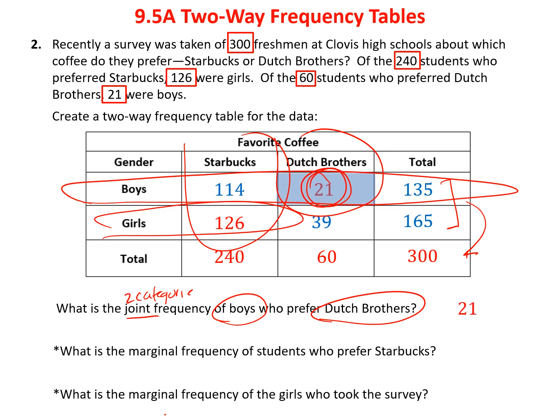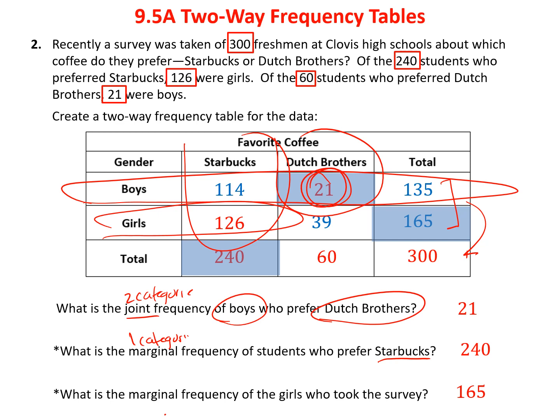What's the marginal frequency? This is one category. In other words, what's the marginal frequency of students who prefer Starbucks? In other words, how many total students preferred Starbucks? So find the column for Starbucks. All right. What's the total Starbucks column? 240. Lastly, what's the marginal frequency of the girls who took the survey? How many total girls did we survey? Look at the total row for the girls to the right, 165. And that's how we fill that out.